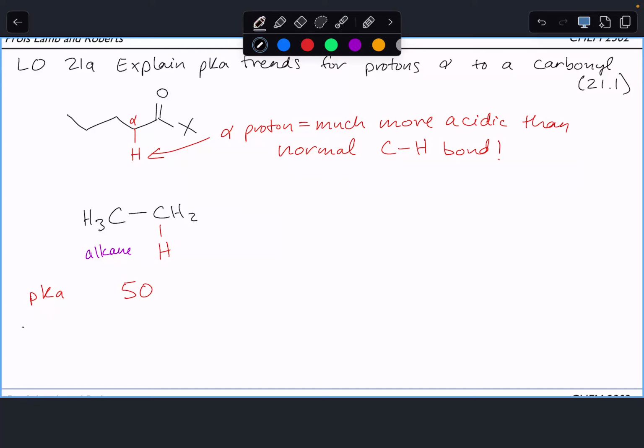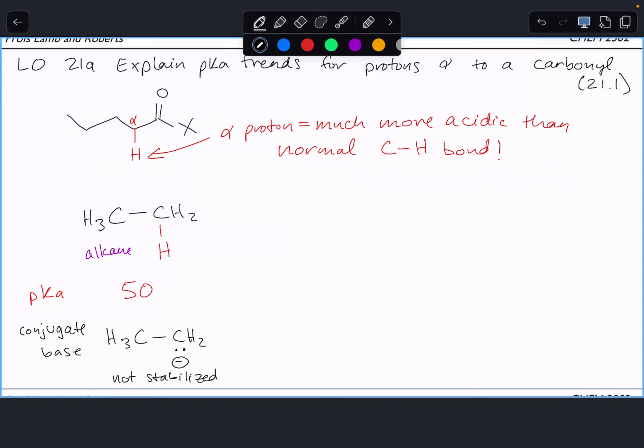And why is that? Well, if we look at what the conjugate base is, we would have CH3, CH2, and then that carbon would have a lone pair and a negative charge on it. So carbon with a negative charge on it is like not very stable. And there are no heteroatoms, there's no resonance, there's no nothing, right? So this is not stabilized. Therefore, the conjugate base is not stabilized. The pKa of that proton is super high. So this is not acidic, essentially.